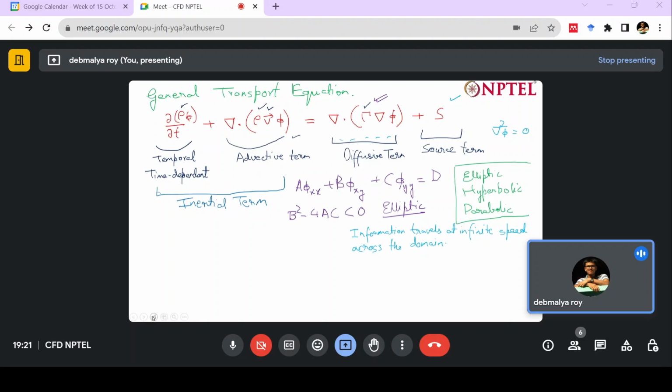What other equations are there? If b square minus 4ac is equal to 0, then we will have a parabola. So here comes the concept of characteristics. This has one real characteristic. In elliptic, there are no real characteristics, zero real characteristics. Here there is one real characteristic.